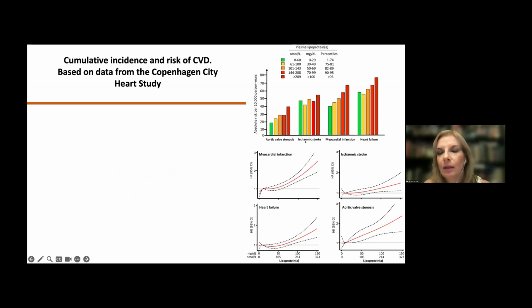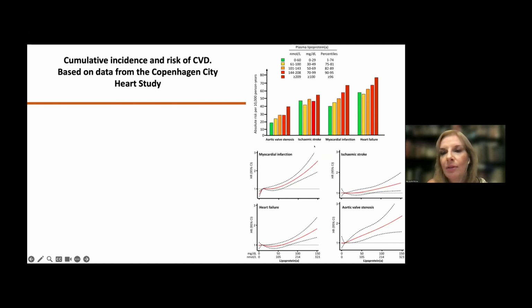Here also, in the same study, you can appreciate how the risk of certain components of the cardiovascular spectrum increases accordingly with the increase of LPA level. So you can tell the increase in risk of myocardial infarction, in heart failure. The relationship with ischemic stroke is not as strong as it is in myocardial infarction and heart failure. You can see here the relationship.